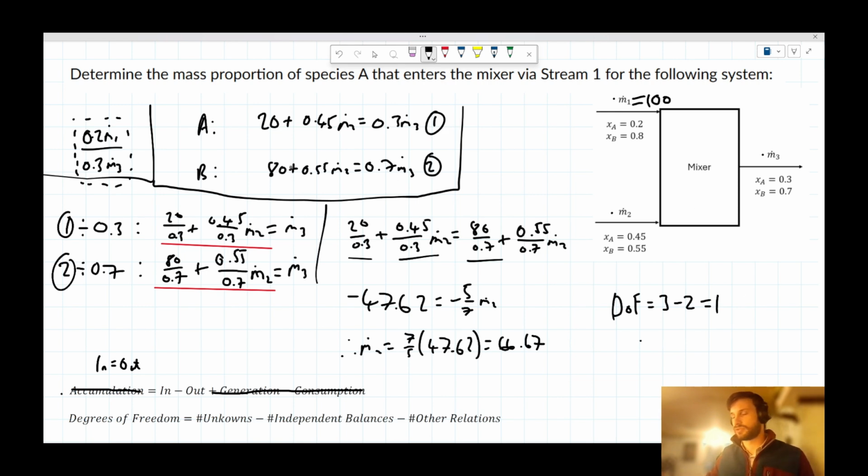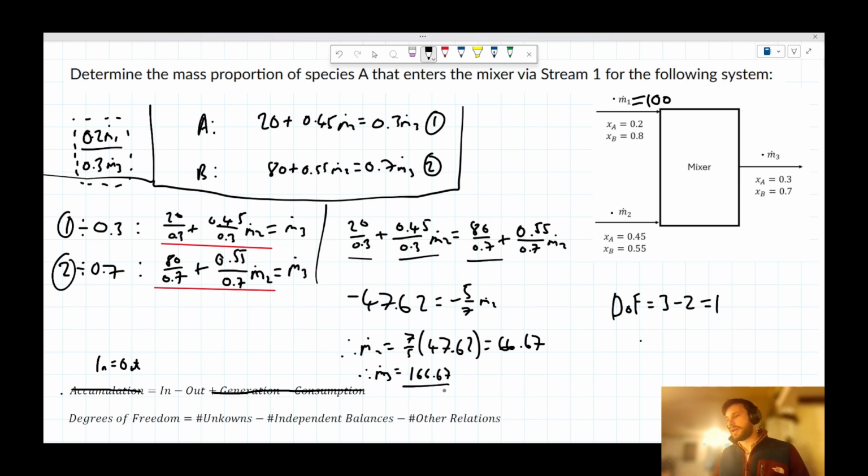Now I could take that value of 66.67 and substitute it into equation 1 or equation 2. But I don't need to do that. The reason I don't necessarily need to do that is because when I refer back to my diagram here, I note that M1 equals 100, M2 equals 66.67. Therefore, M3 must be the sum of those two. So I can say M3 is equal to 166.67.